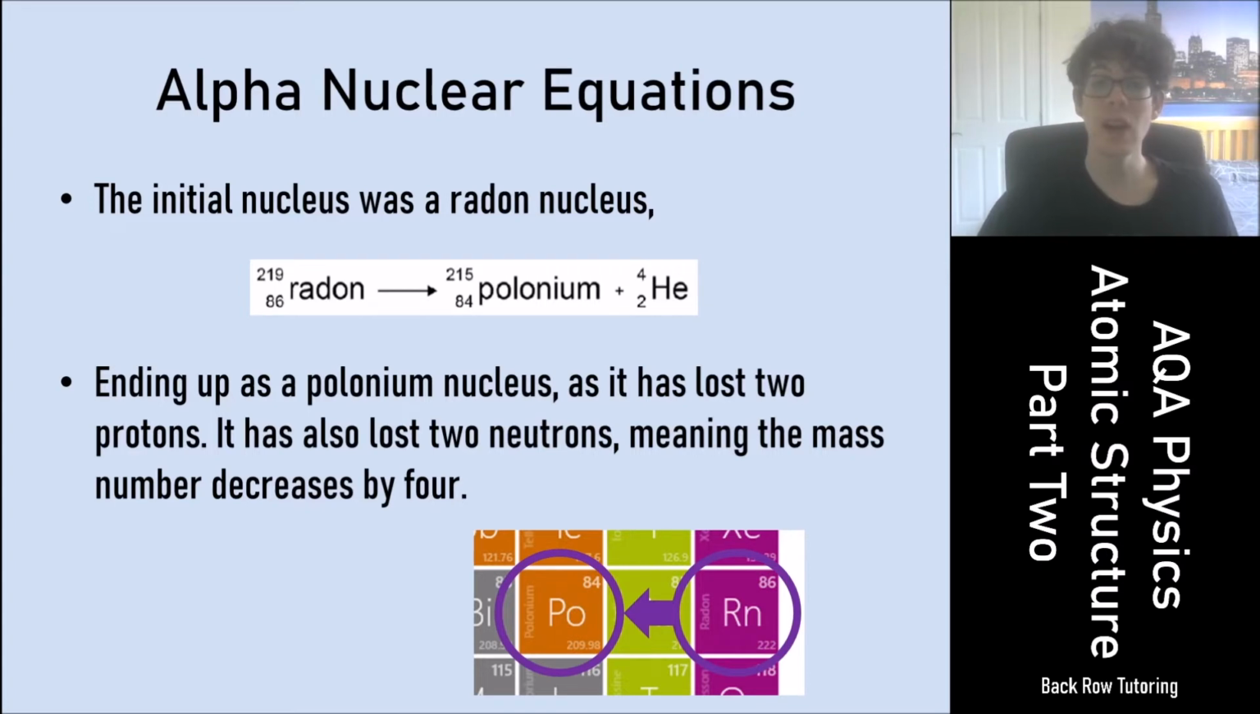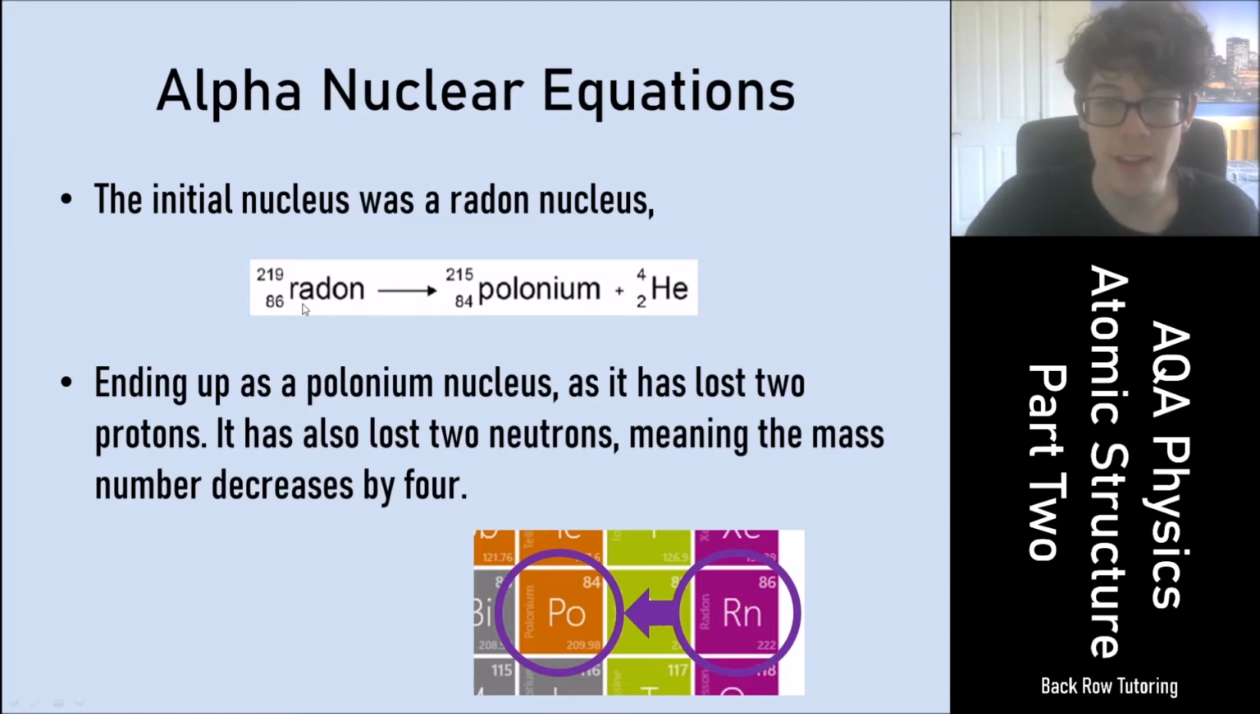So the initial nucleus was a radon nucleus, which is here on the periodic table. But because we've lost 2 protons, we've gone down 2 spaces in the periodic table, and we've ended up with polonium. Ending up as a polonium nucleus as it has lost 2 protons. It has lost 2 neutrons, meaning the mass number decreases by 4.